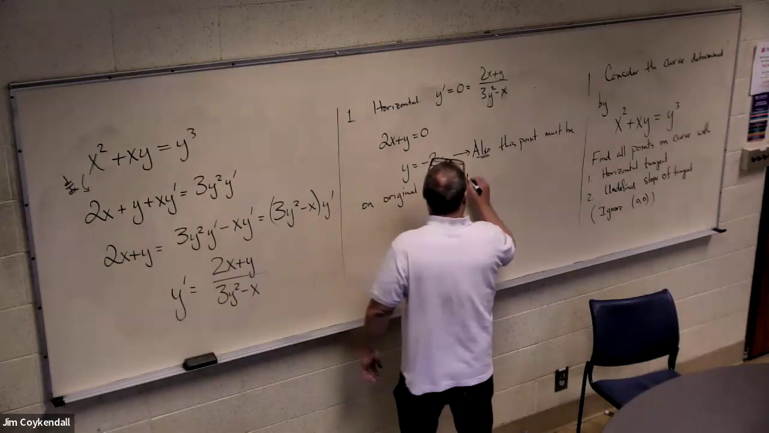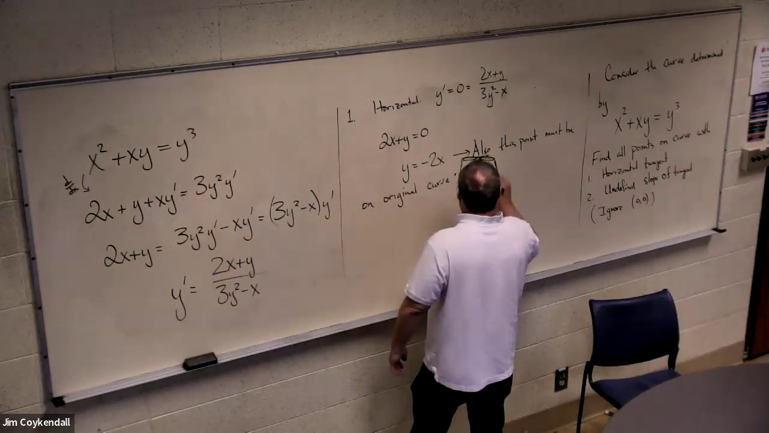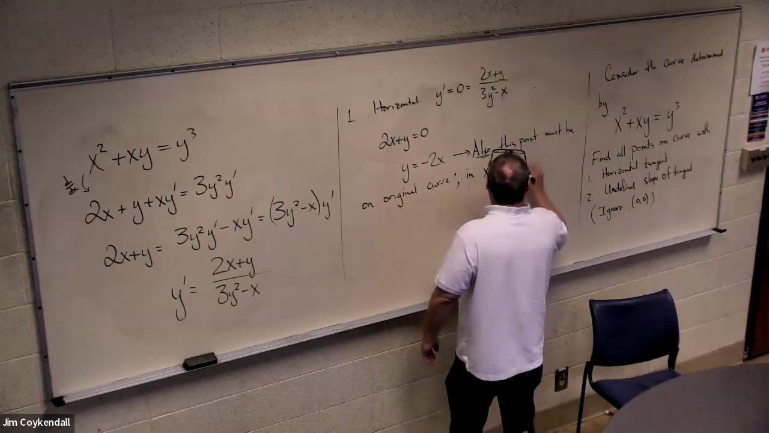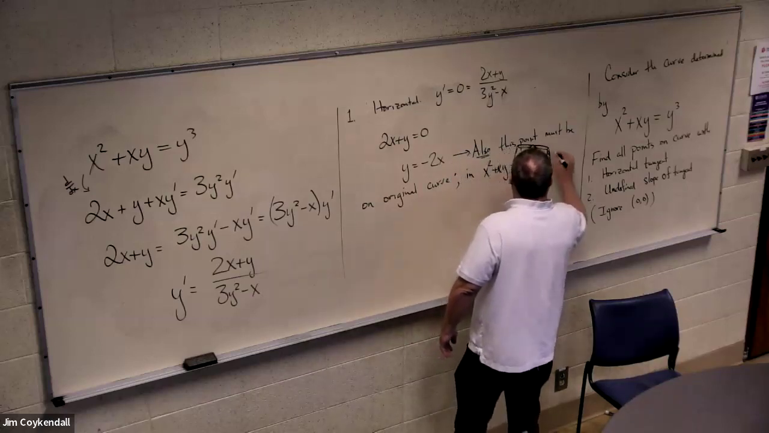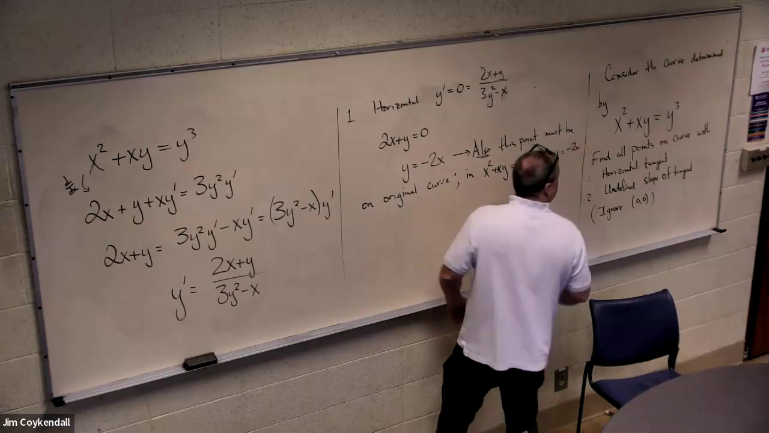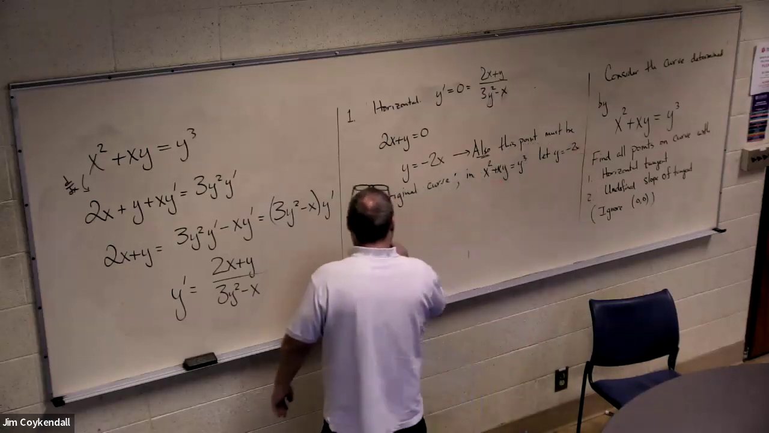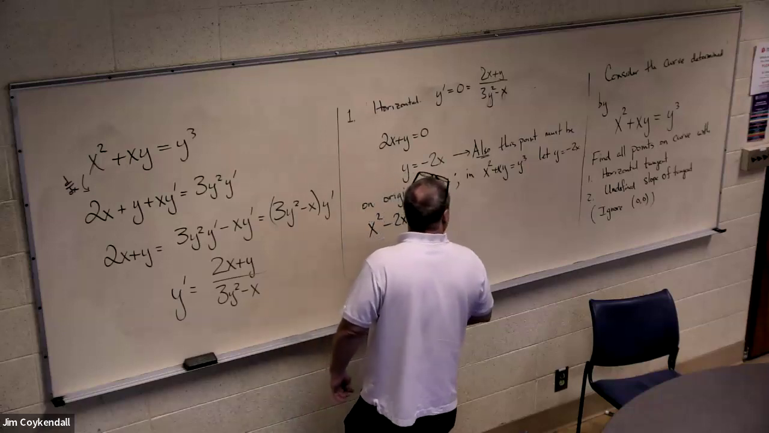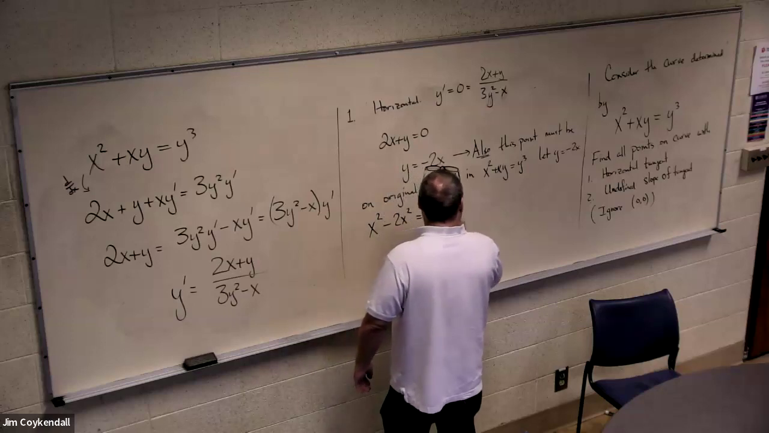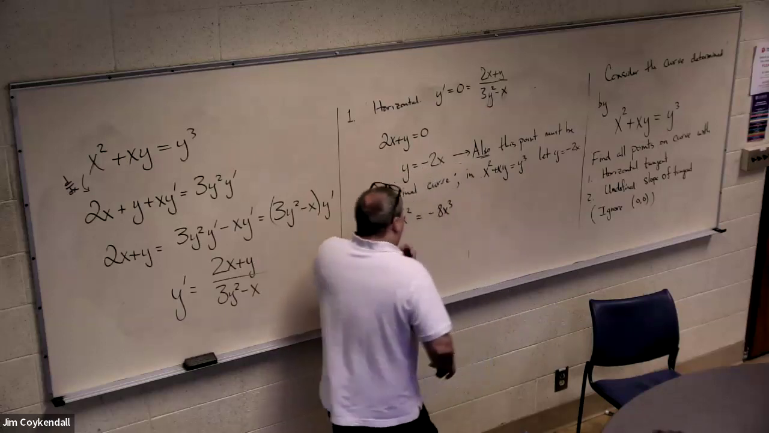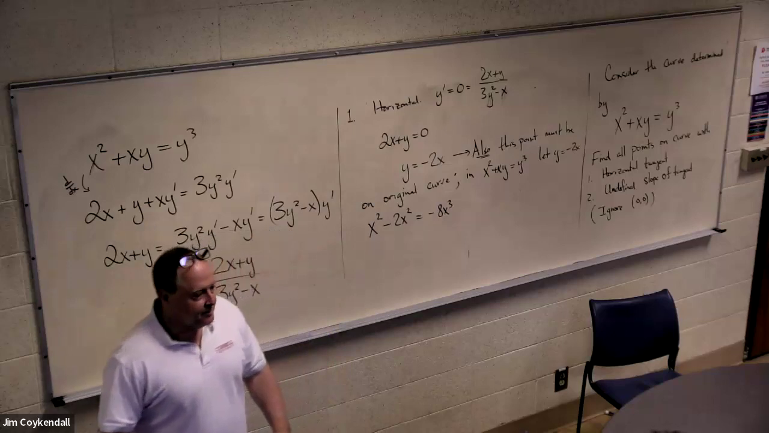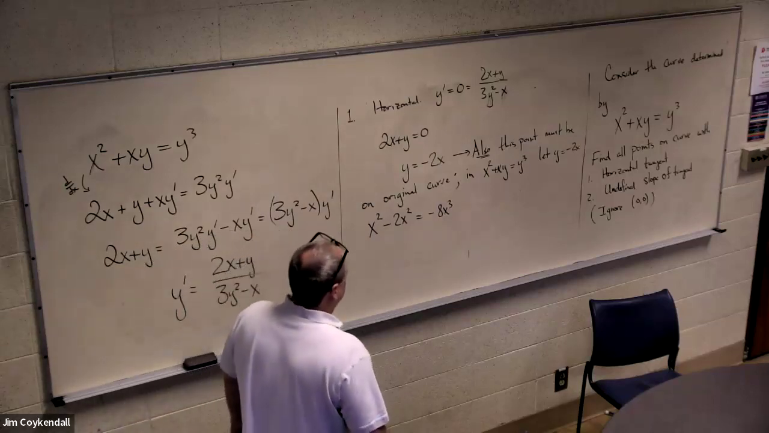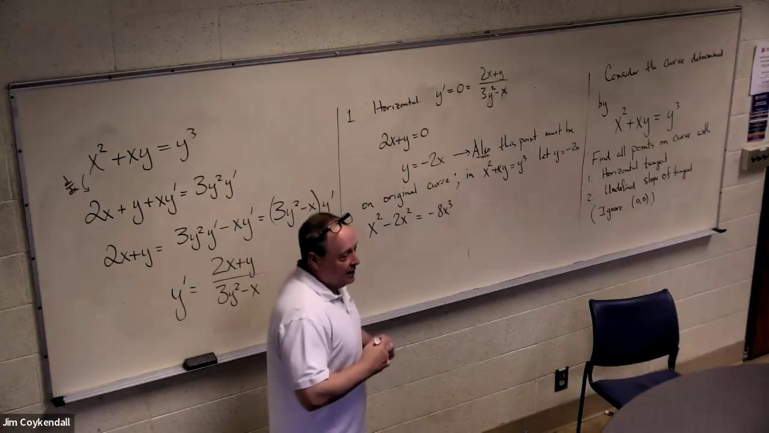So x squared plus xy equals 3y cubed, with y equal to minus 2x. Everywhere you see a y, put in a minus 2x. x squared minus 2x squared equals minus 8x cubed. Everybody see where I got it?